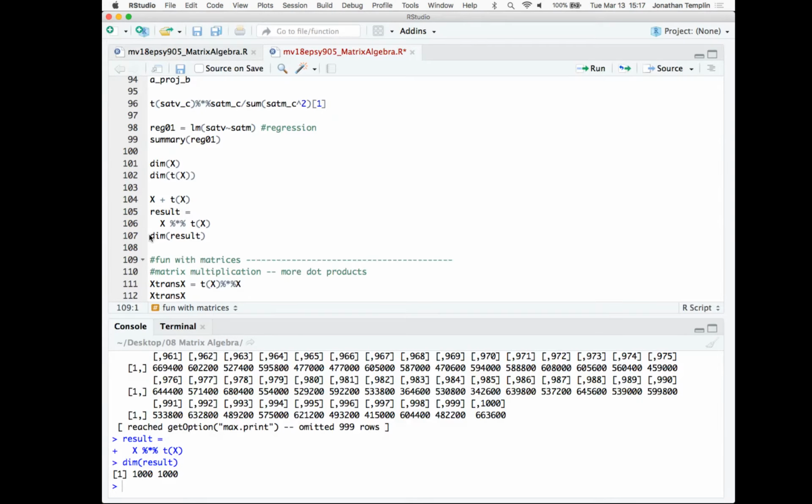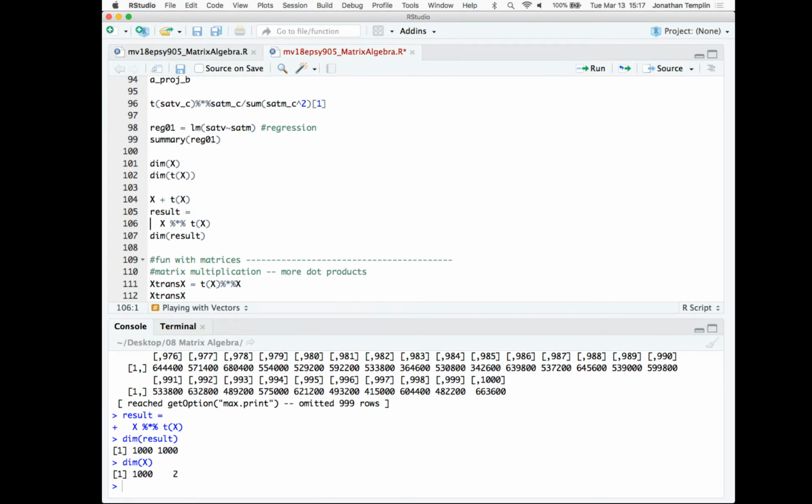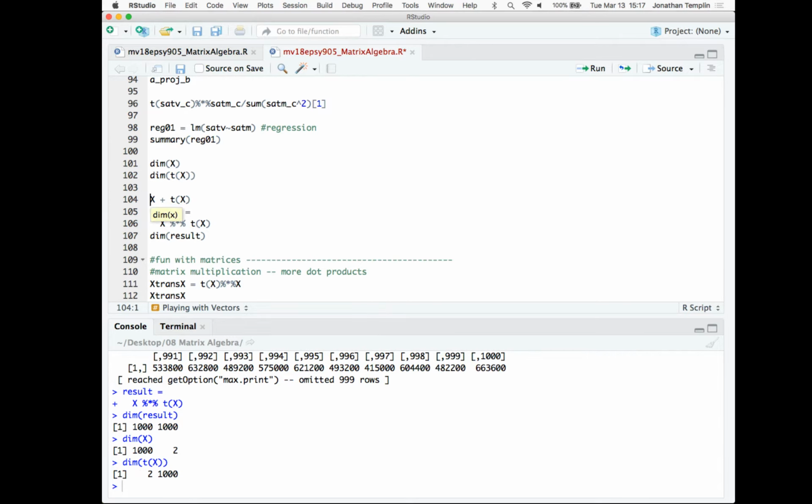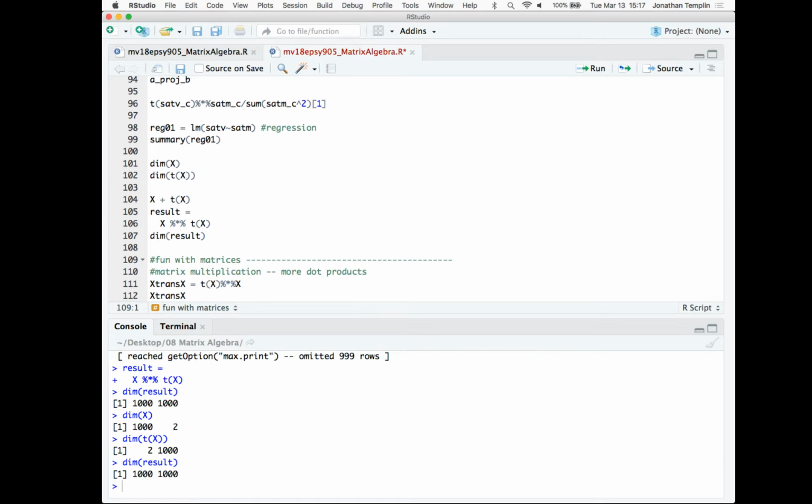Similarly, we saw X was 1,000 by 2, and X transpose was 2 by 1,000. So the size of the result would have the rows of X as rows, 1,000, and the columns of the transpose of X as columns. So it would be a 1,000 by 1,000 matrix. It's a big matrix. Really quickly, what do you think happens if we flipped it? What if we take the transpose of X and multiply it by X? Can we multiply it first?